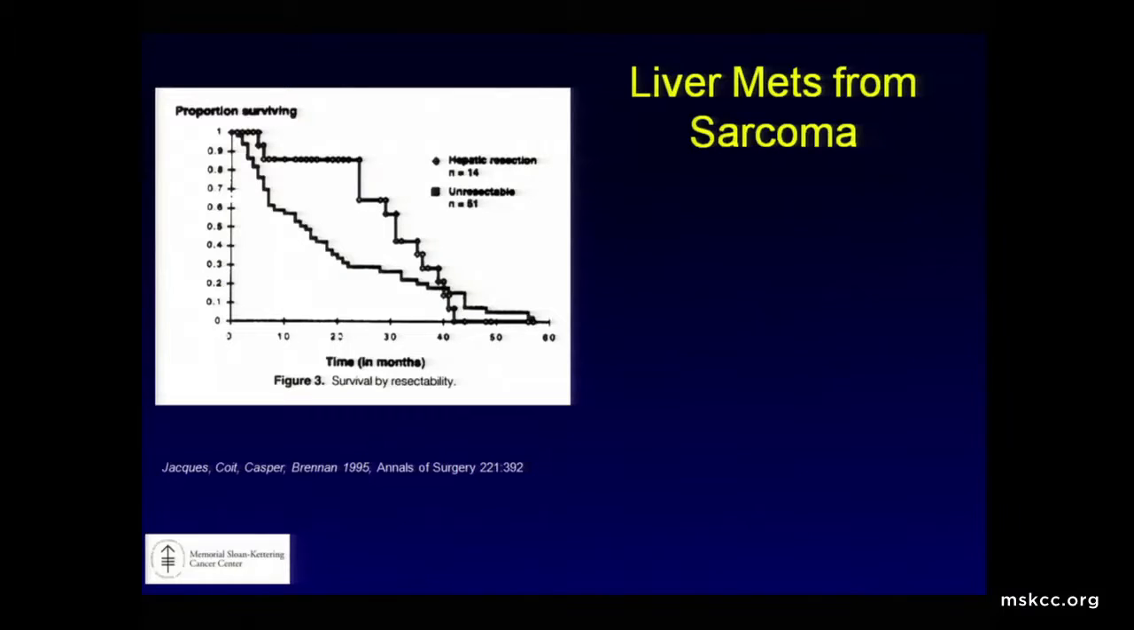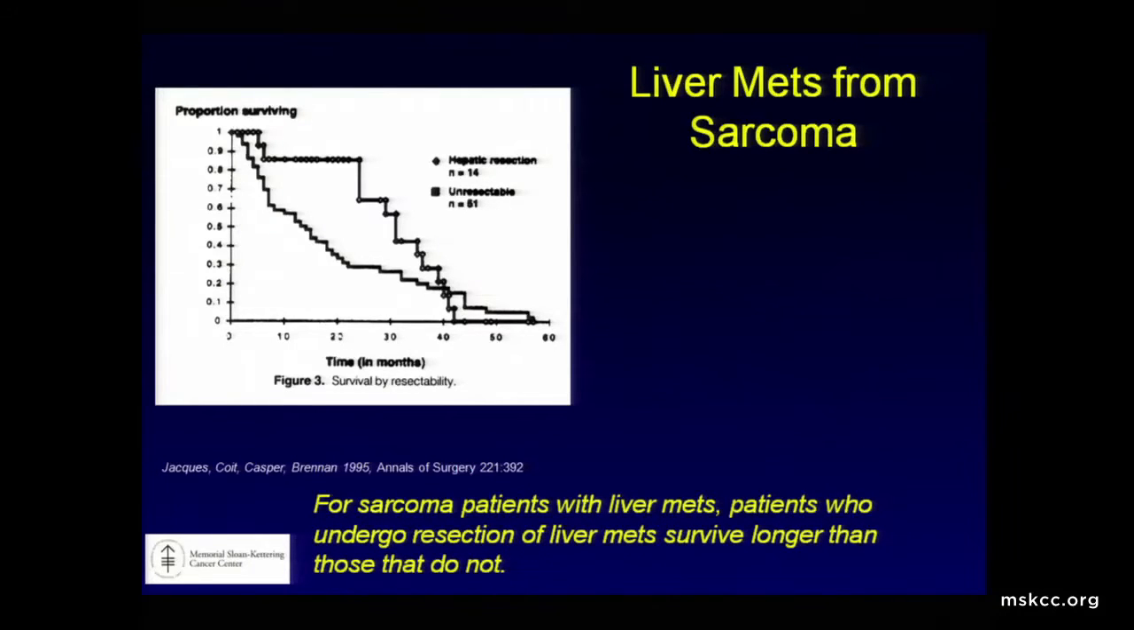So here's probably one of the most important slides that directs us in interventional. This is a slide from a pretty cool group of people here at Sloan Kettering that looked at liver mets from sarcoma and just stratified according to whether the patients actually underwent a liver resection to eradicate those mets or if they were unresectable. You can clearly see that for sarcoma patients with liver mets, patients who underwent liver resection survived longer than those that did not.